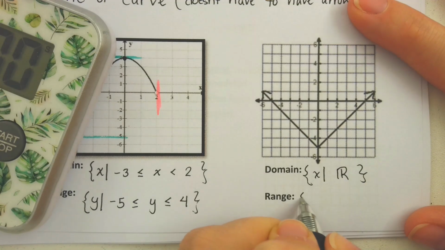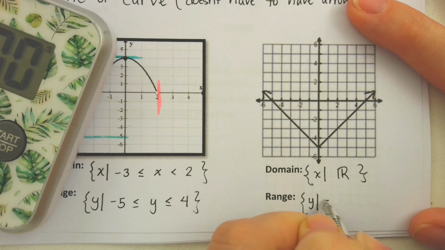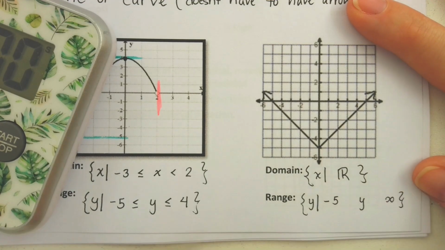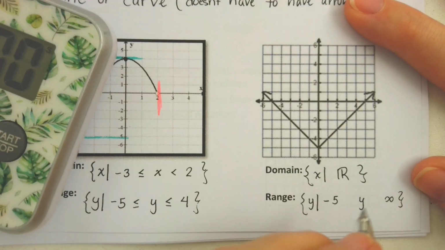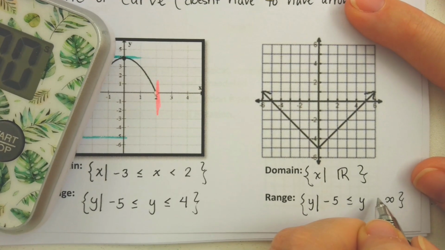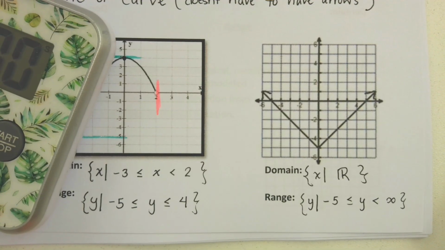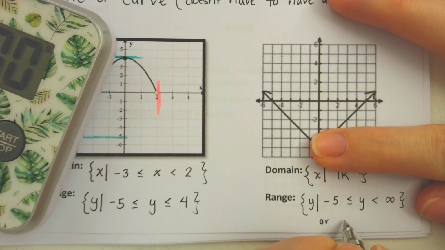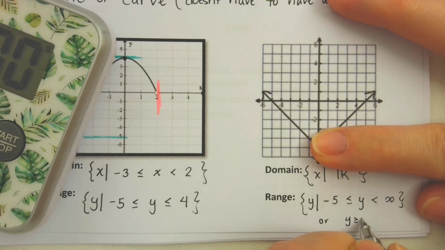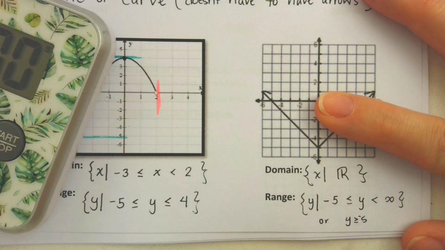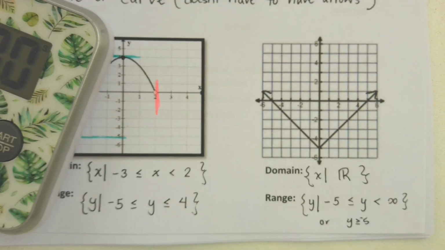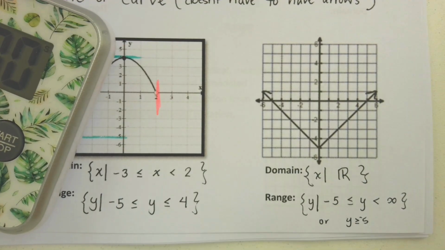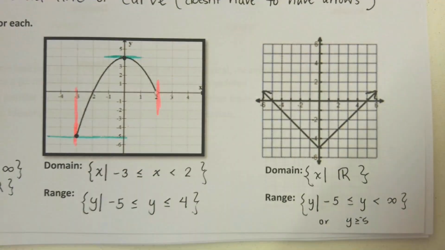For our range, what was our lowest? -5. What's our highest? Infinity. We'll throw a y in between. Should we have a less than or equal to on the -5? And what about on the infinity? Is there a second way to write this one? There is. Did you do the other way? What's the other way? Yeah, you could just say y is greater than or equal to -5. Isn't that the same thing? If you're going from -5 to infinity, isn't that the same thing as just going up from -5? Kind of. Just different.